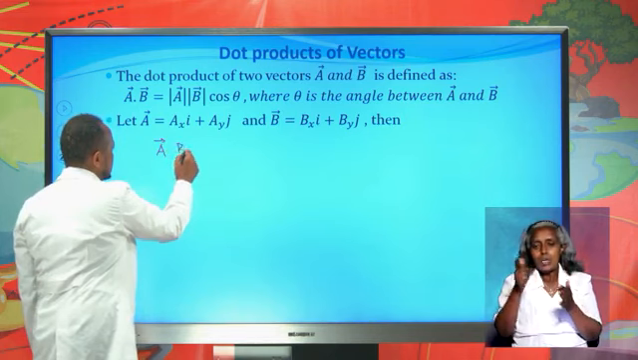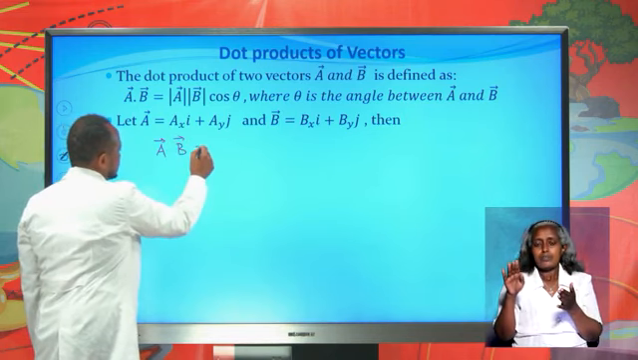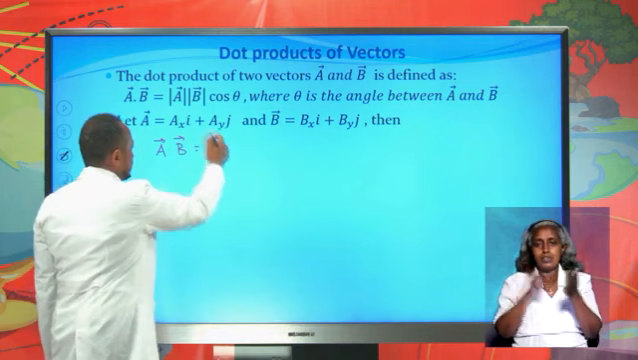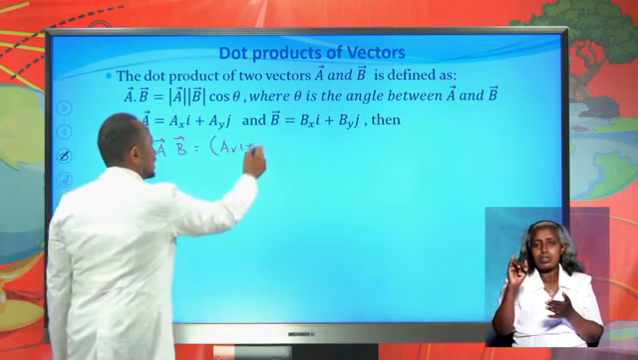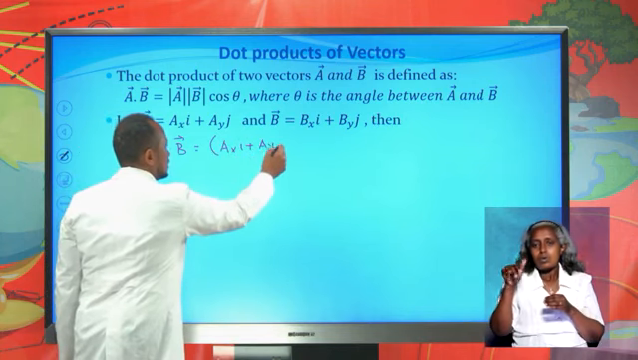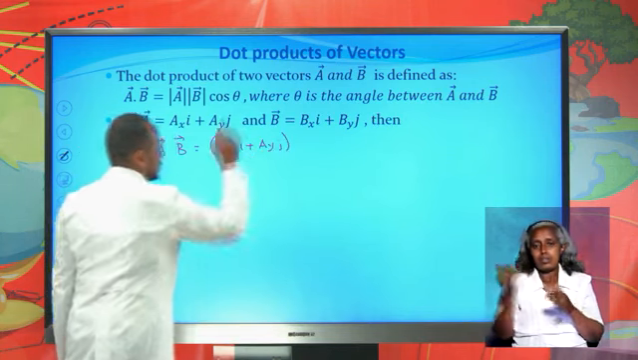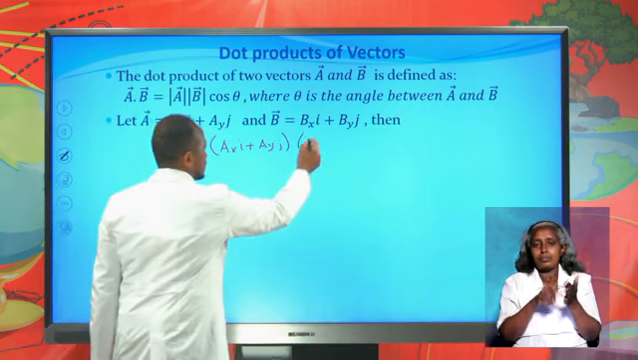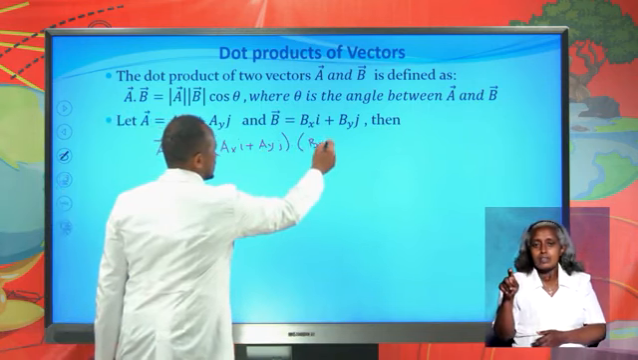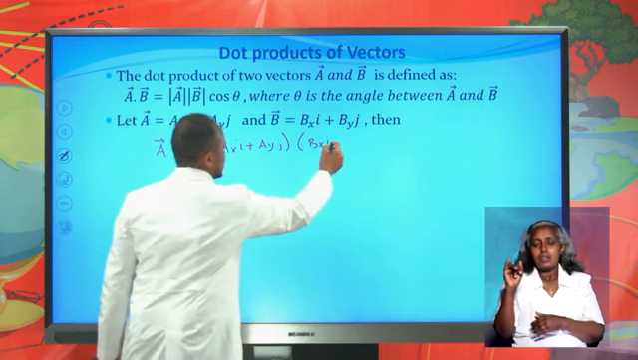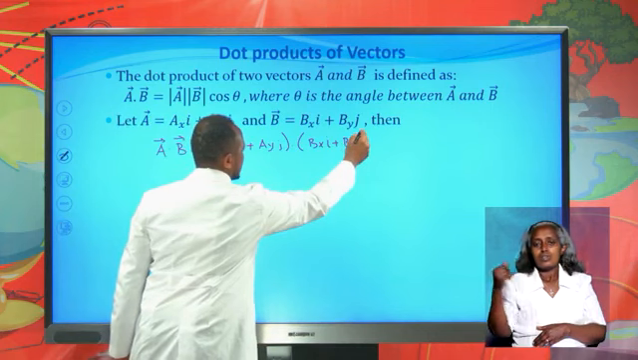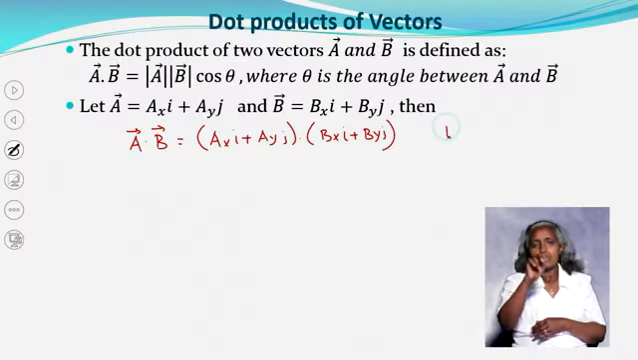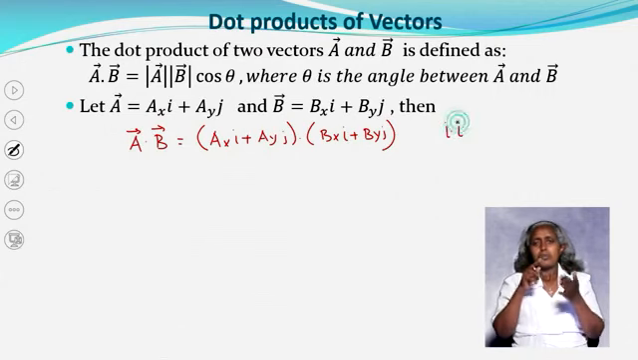A dot B is equal to the dot product of vector A, which is AX in the I plus AY in the J, dot BX in the I plus BY in the J. Let me ask you questions. Look at this one, I dot I. What will be the value of I dot I?